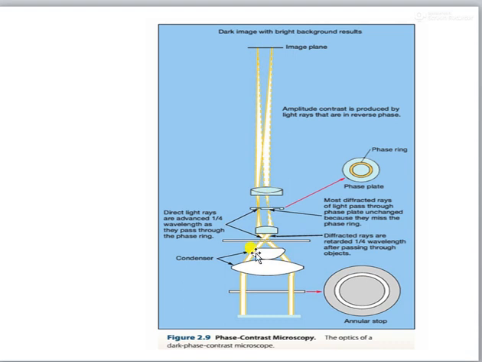So the direct rays will be advanced by 1/4. So what will happen? In effect, there will be a 1/2, or half, wavelength difference, and both constructive and destructive interference will result, and you will get some regions which are brighter and some regions which are less bright. So a high contrast is obtained.